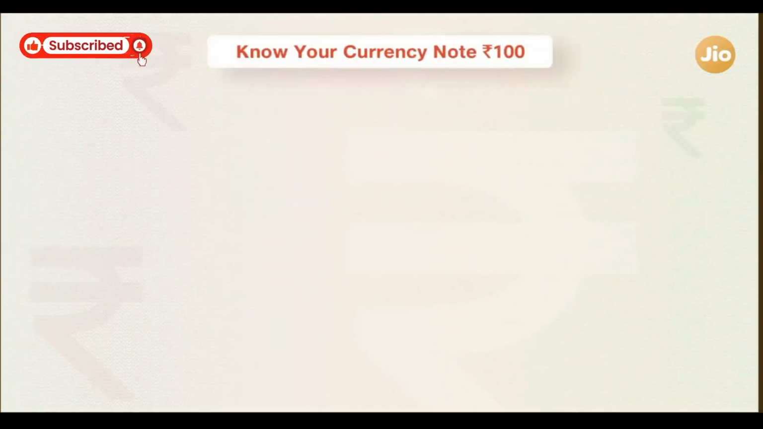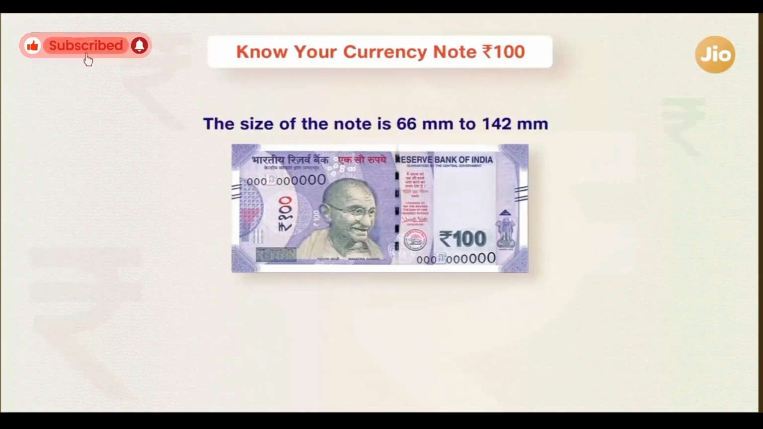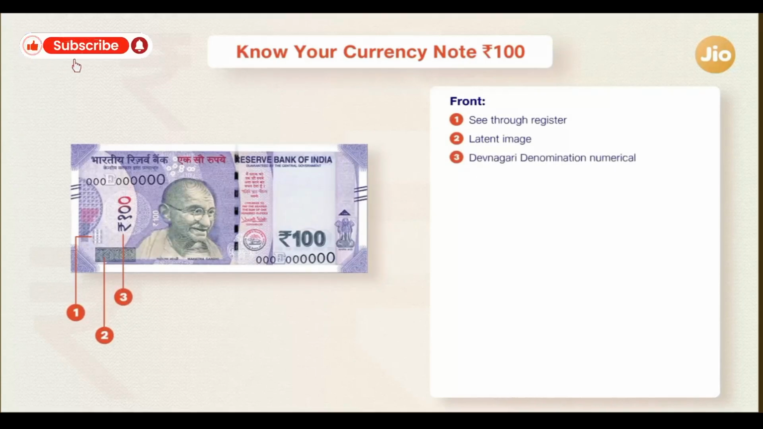Next, let's have a closer look at the rupees 100 currency note to know it better. First, the size of the note is 66 mm to 142 mm. At the front, you will find the following. First, the see-through register. Second, latent image. Third, Devanagari denomination numerical. Fourth, portrait of Mahatma Gandhi.